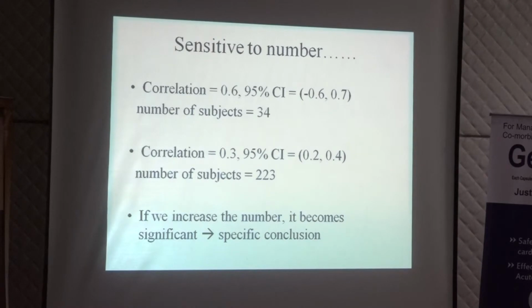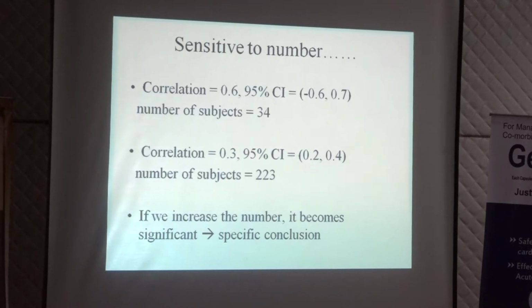Correlation is sensitive to number. This is important. Here correlation is 0.6 and here correlation is 0.3. Now which one is better? Which one is more specific?